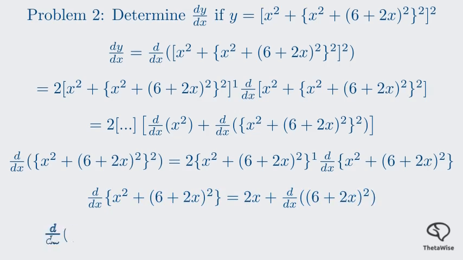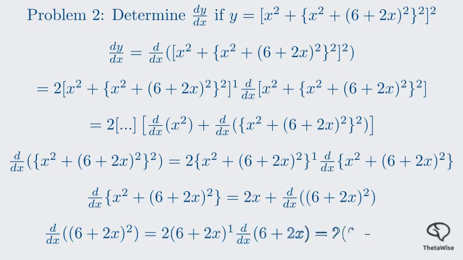This is our final differentiation step. The derivative of something squared is 2 times that something, to the power of 1, times the derivative of the innermost function, which is just 2. We've reached the innermost part and differentiated everything.